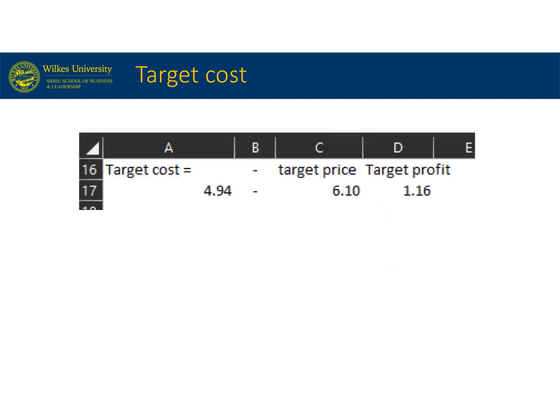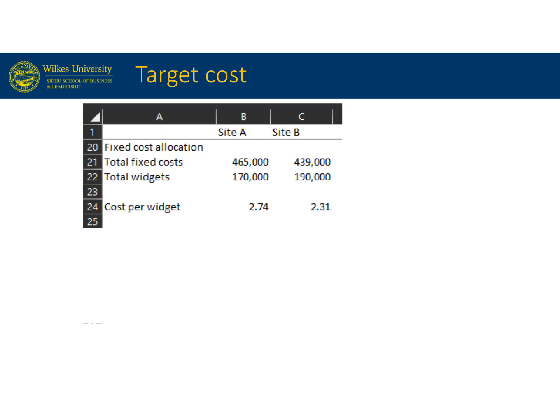For the first computation, if the current market price is $6.10, what is the target cost per widget? Well, we know the company requires a return of 19% of the market price. So the target profit should be 19% of $6.10. Then, the target cost is the target price less the target profit, and as we just said, the target profit is the required rate of return times the market price, so the target profit is $1.16 and the target cost is $4.94.